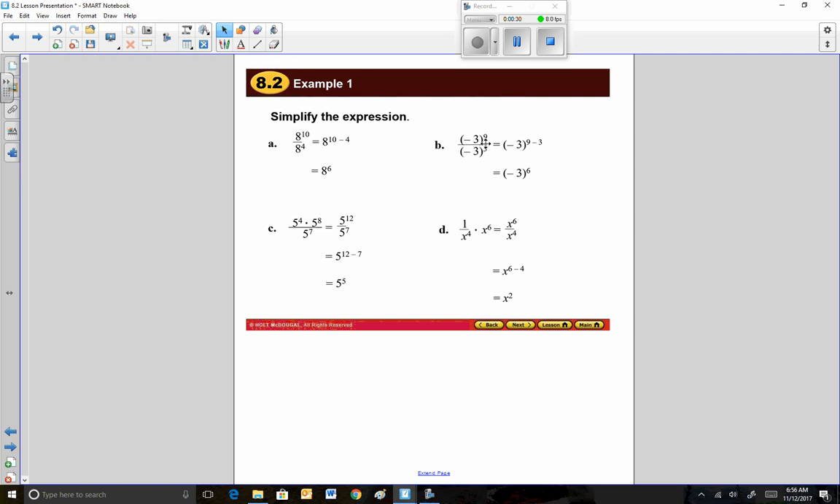You can also do this for B. We have the exact same base, -3 and -3. This one's raised to the 9th and the 3rd power, so all I have to do is take 9 minus 3, put it outside the parenthesis, and then we have -3 to the 6th power.